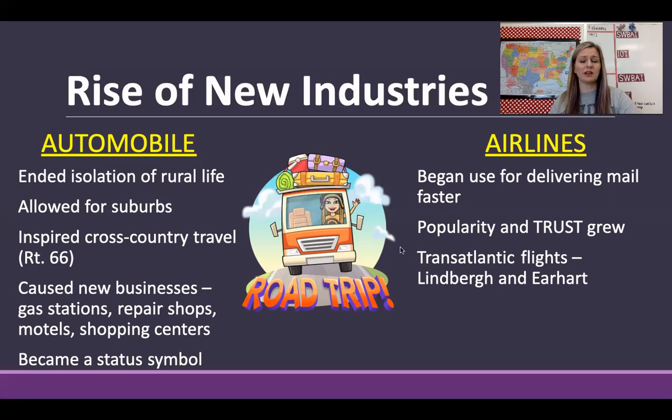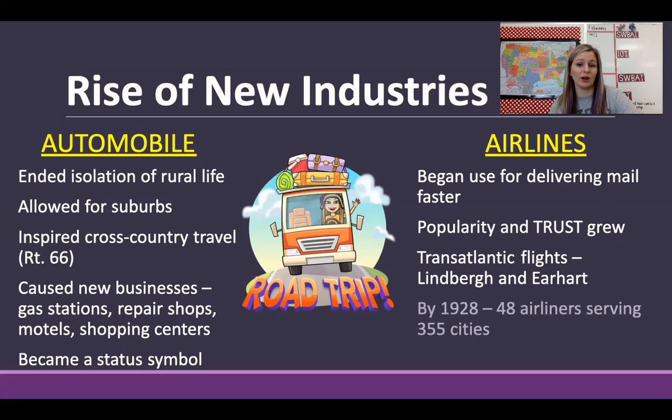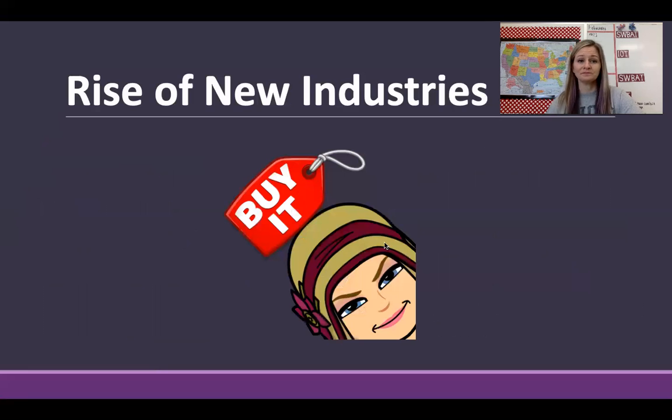So these are going to be things that are really going to help out how we communicate and how we get supplies around the world. By 1928, there are 48 different airliners that are serving 355 cities. So it starts to grow really, really fast.